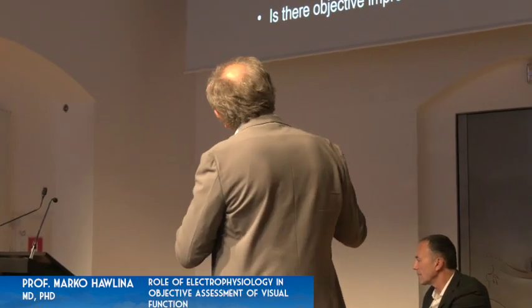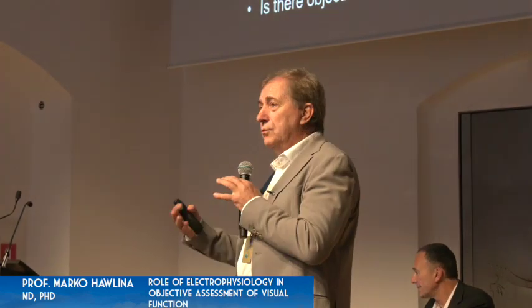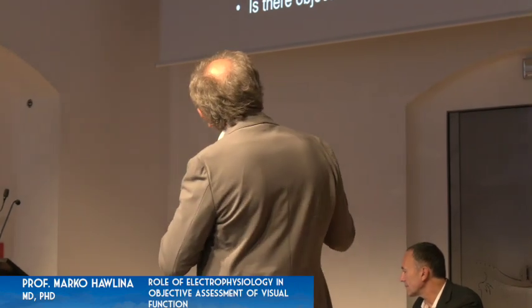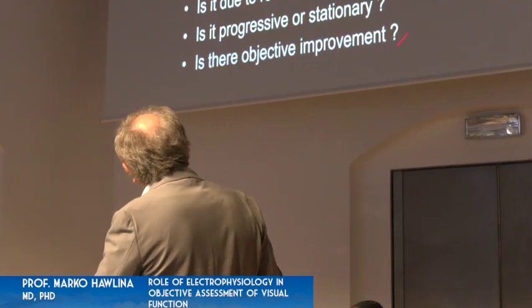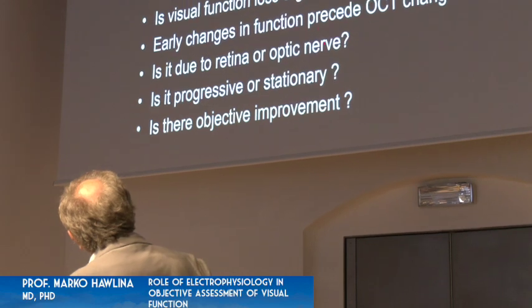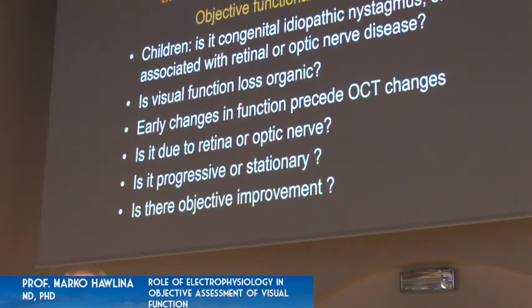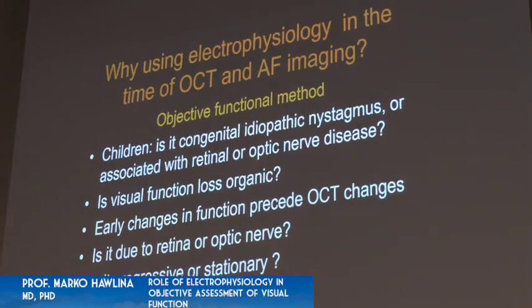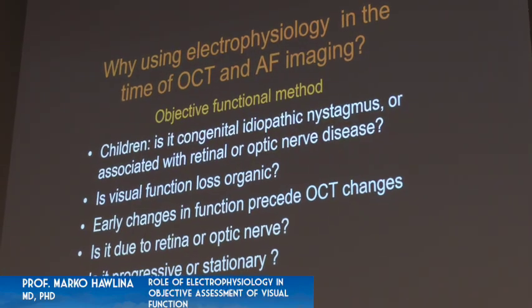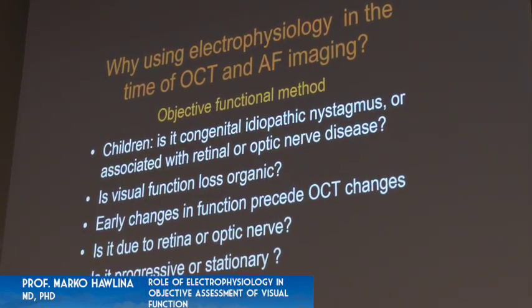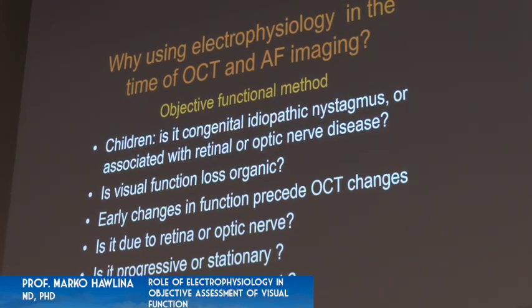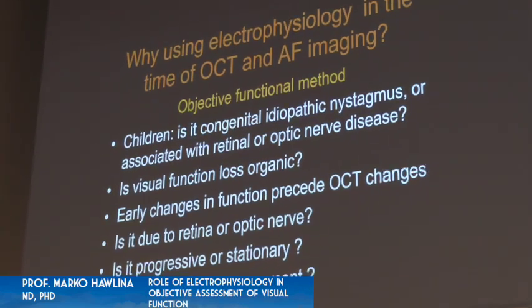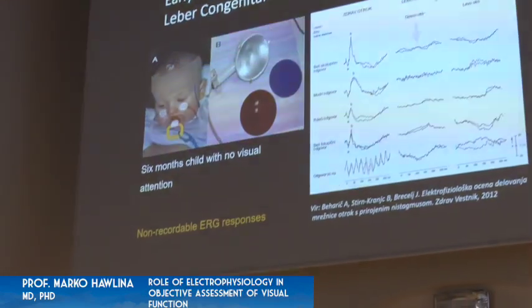So you can preview the changes that will happen in the retina. And also, as I said, is it due to retina or optic nerve? Is it progressive or stationary? Or is there any objective improvement, especially for clinical studies which are coming up now? Hopefully, with gene therapy, we will be able also to treat these genetic diseases, not only observe them.